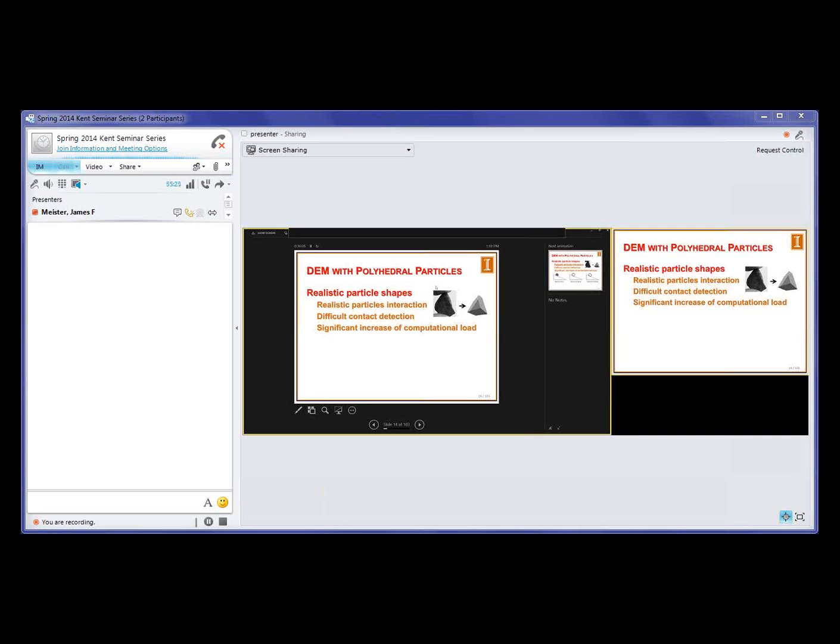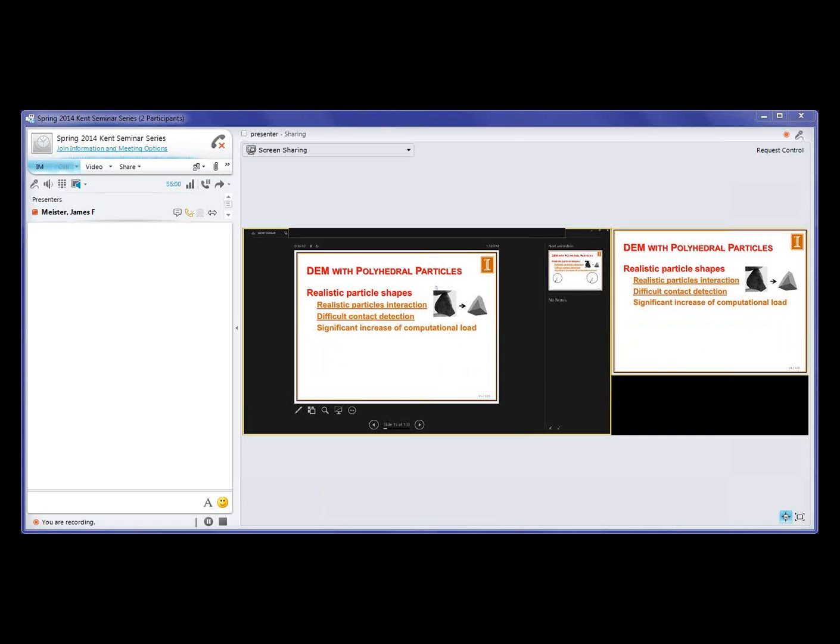Why we try to use polyhedron particles is, for example, when you have a slope. If you use sphere particles, it cannot simulate the behavior very well. Instead, if you use polyhedron particles, it will be much more realistic to capture the behavior of specific particles. But there comes another problem. If we use polyhedron particles, it's very difficult to make a judgment when two particles will be in contact with each other.